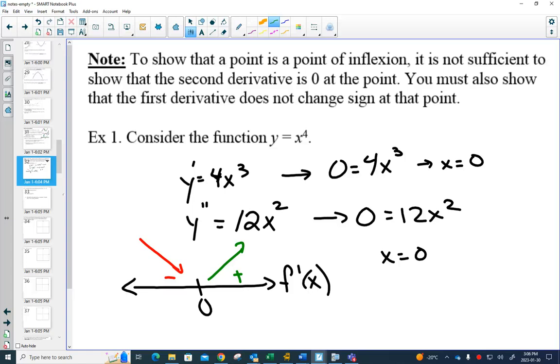If you take out your graphing calculator and you graph x to the 4, it looks very much like an x squared graph, just a little bit wider at the bottom.